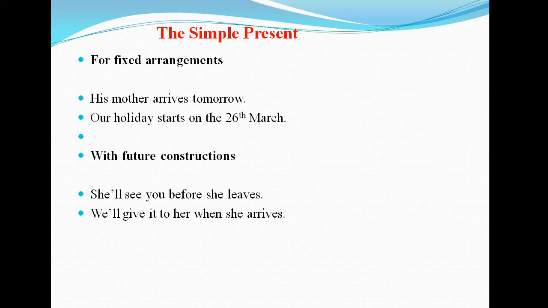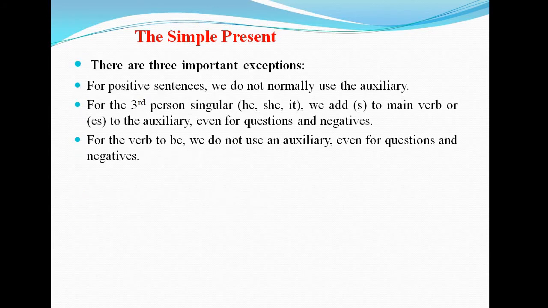With future constructions, she will see you before she leaves. Look, we use "leaves" here. That's the main verb taking s. That's why I told you that we can use the simple present tense with the future. We will give it to her when she arrives. Like the simple present tense, it takes es or s. So it shows future.